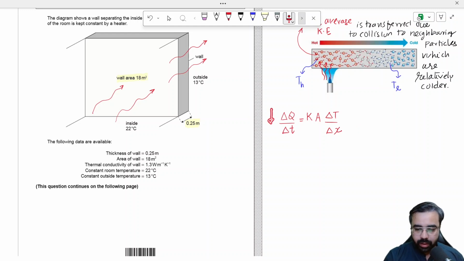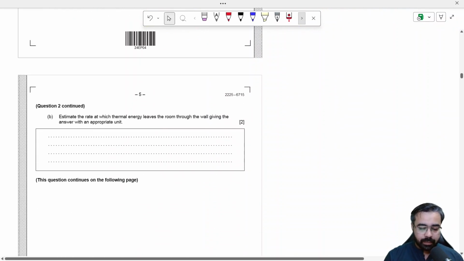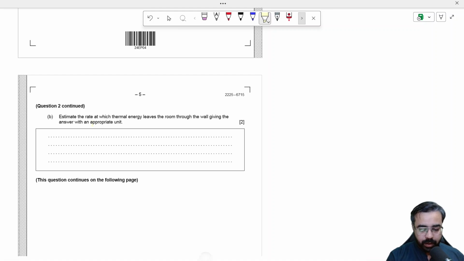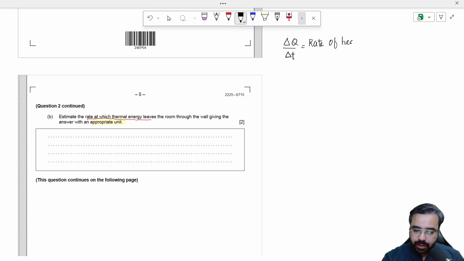So we are given the magnitude of all the quantities, and let us see what we need to calculate: estimate the rate at which the thermal energy leaves the room through the wall, giving the answer with appropriate unit. The main thing is to estimate the rate at which thermal energy is transferred. So don't you think they are asking us to calculate delta Q over delta T, that is the rate of heat transfer? So we need to calculate this.